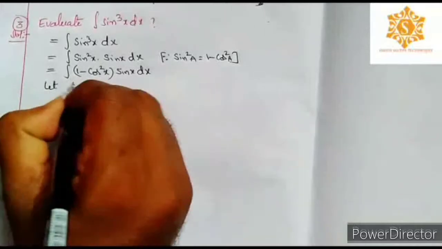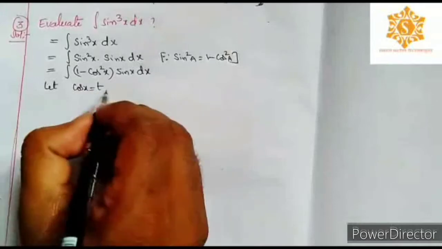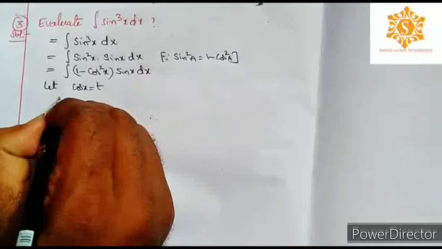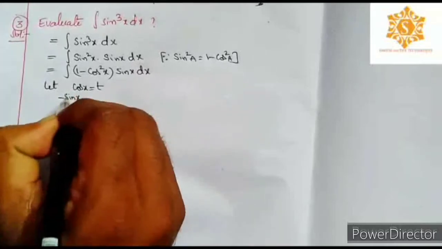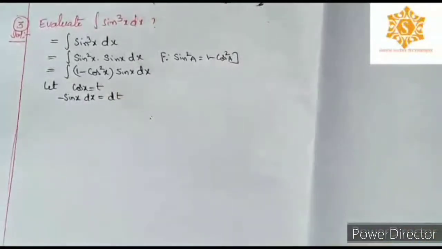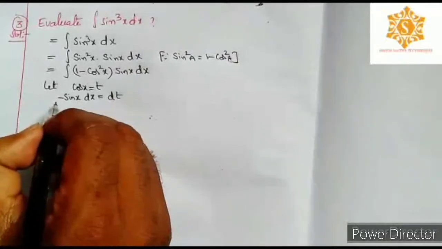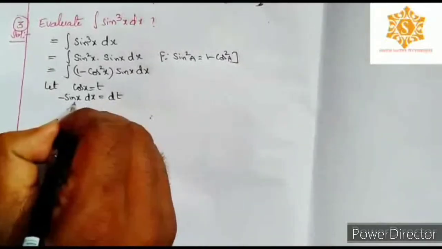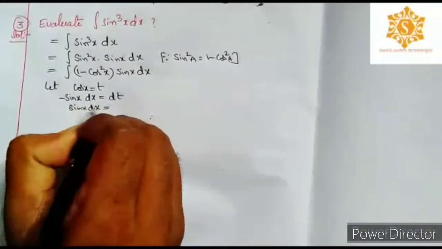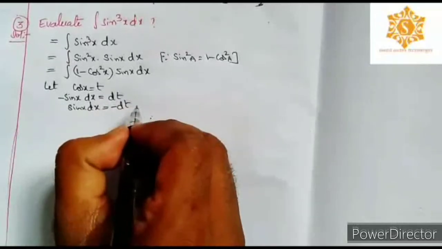Let cos x equals to t, then differentiate on both sides, we get differentiate cos x, that is minus sin x, and differentiate x, we get dx, that is equals to differentiate t, dt. Multiply with minus on both sides, you can get minus into minus sin x dx value is plus sin x dx, that is equals to minus into dt. So here sin x dx value is minus dt.